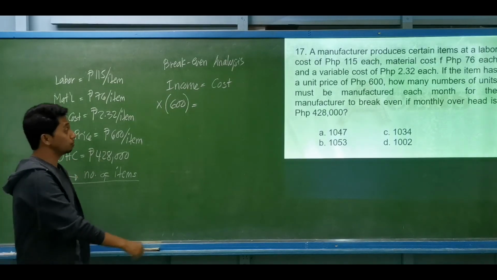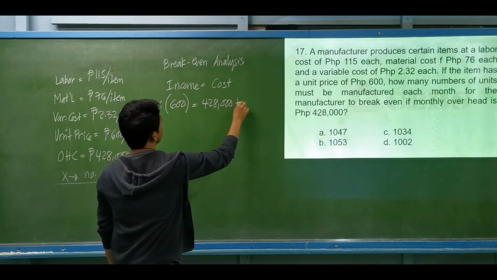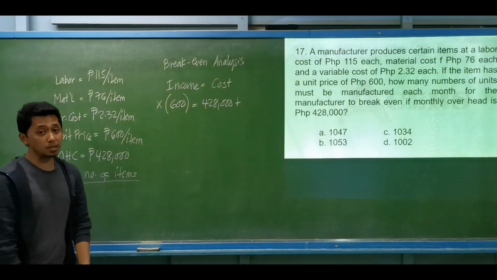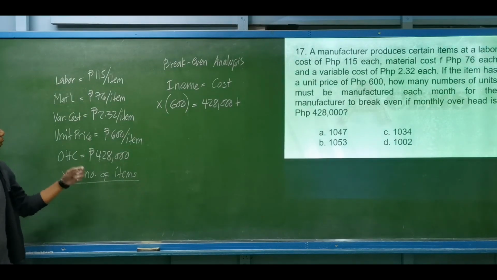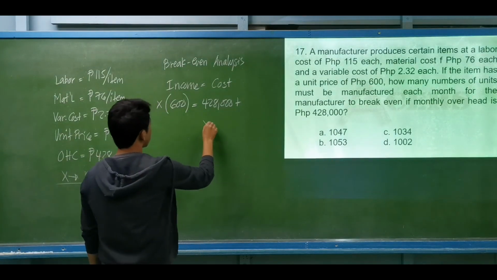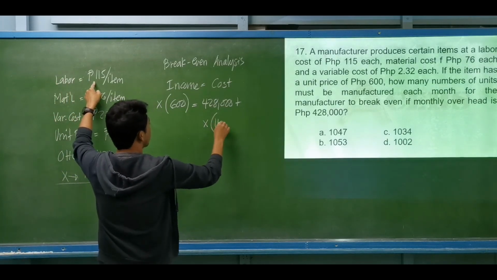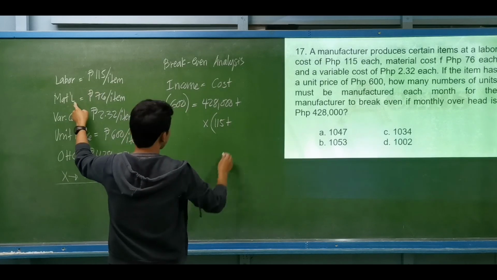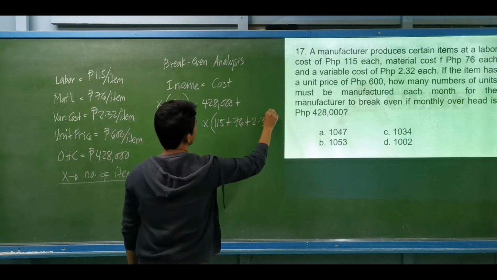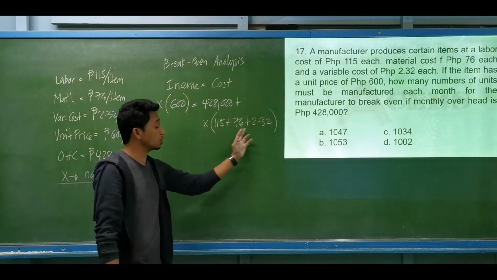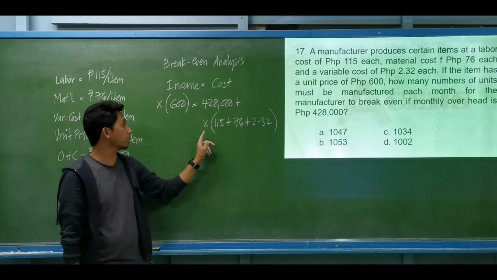You have your overhead cost equal to 428,000, plus the expenses in producing X number of items. Let's say that is X multiplied by the labor cost of 115, plus material 76, plus 2.32, the variable cost. So this is the total expenses in producing X number of items.